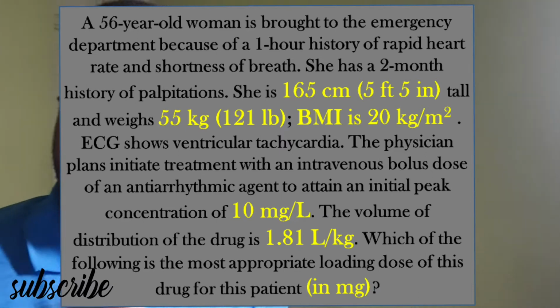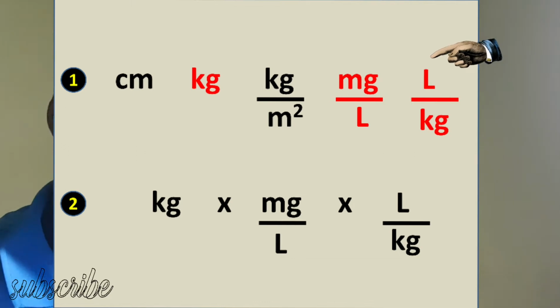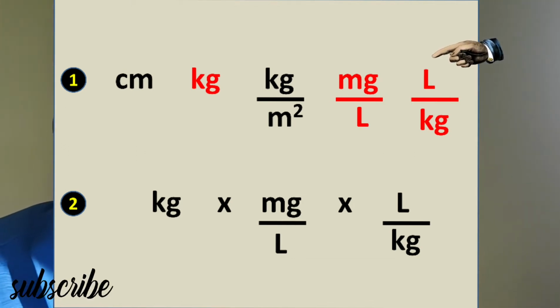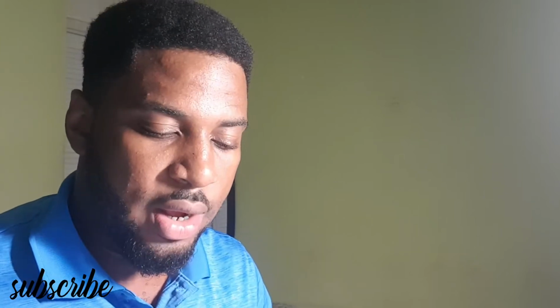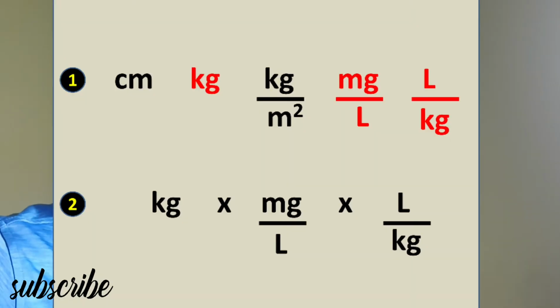Okay, so what you have to do is write out all the units in a straight line like this. The unit for height, weight, BMI, plasma serum concentration, volume of distribution. Just put them in a straight line as I have done here. And then you want to pick units that when you combine them together, either by multiplication or division, are going to cancel out themselves in a way to leave milligram standing alone. If you do that, you're going to get something like this. You're going to get kilogram.